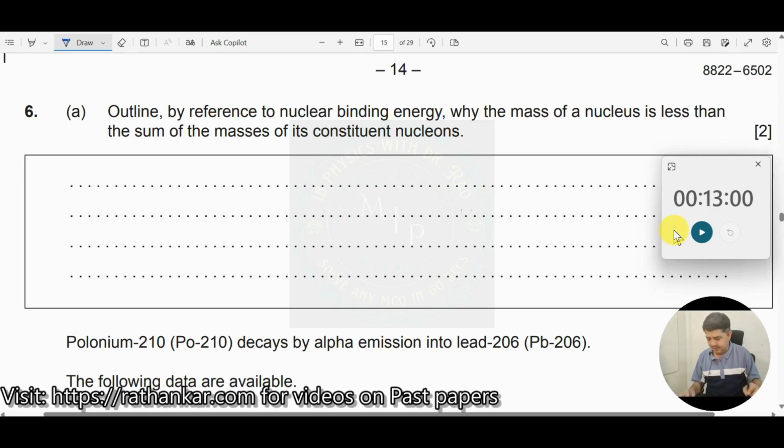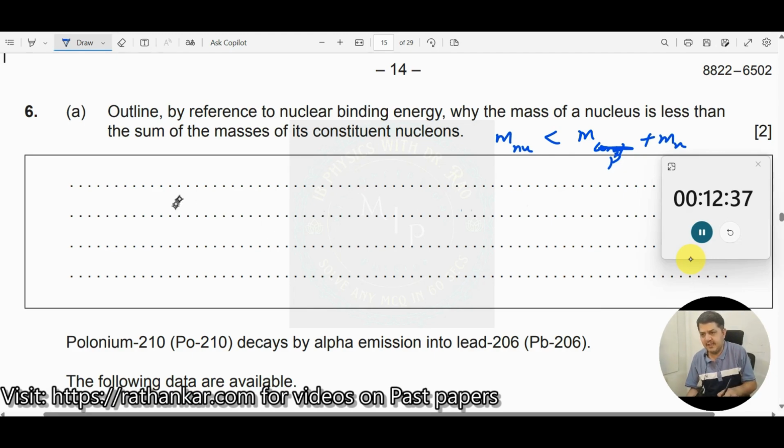First thing, start the timer. Outline, by reference to the nuclear binding energy, why the mass of a nucleus is less than the sum of the masses of its constituent nucleons. The mass of a nucleus is less than the mass of the constituent nucleons. Why is it so? The mass of protons plus the mass of neutrons is what is in question here.